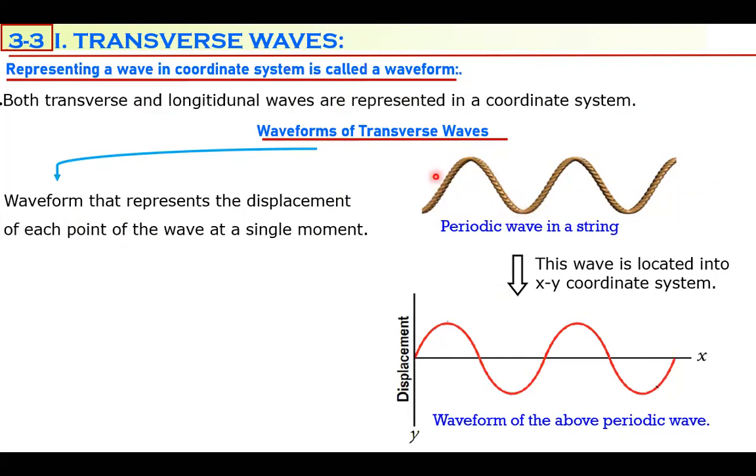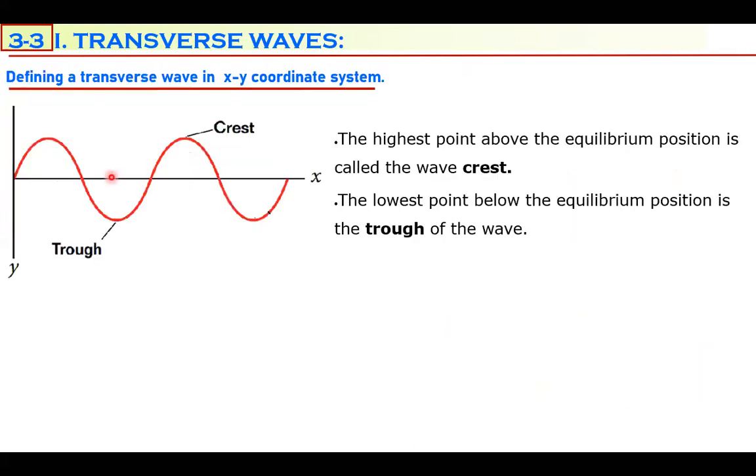So if we locate this wave on this coordinate system, this is the waveform of that wave. According to this waveform, the displacement of the particles is vertical. These particles are vibrating vertically, but wave motion is represented horizontally. So the wave is moving horizontally, but the particles are vibrating vertically. And according to this waveform, we define the wave.